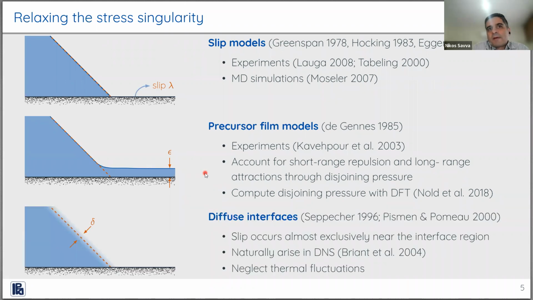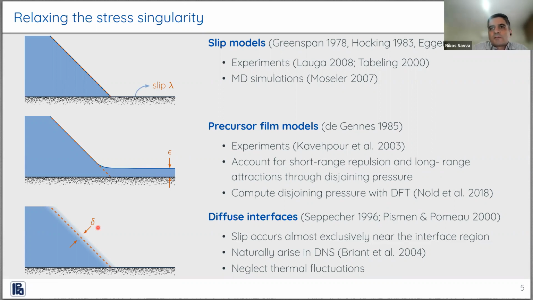Another approach, which is primarily numerically facilitated, is to have a diffuse interface. This occurs naturally in direct numerical simulations. You have an interface of thickness delta, where material properties change from one to the other, not in a discontinuous manner, but in a smooth manner. If this happens, then we can have slip occurring almost exclusively near the interface region. Of course, this is not physically introduced into the model; it is mostly a numerical artifact.